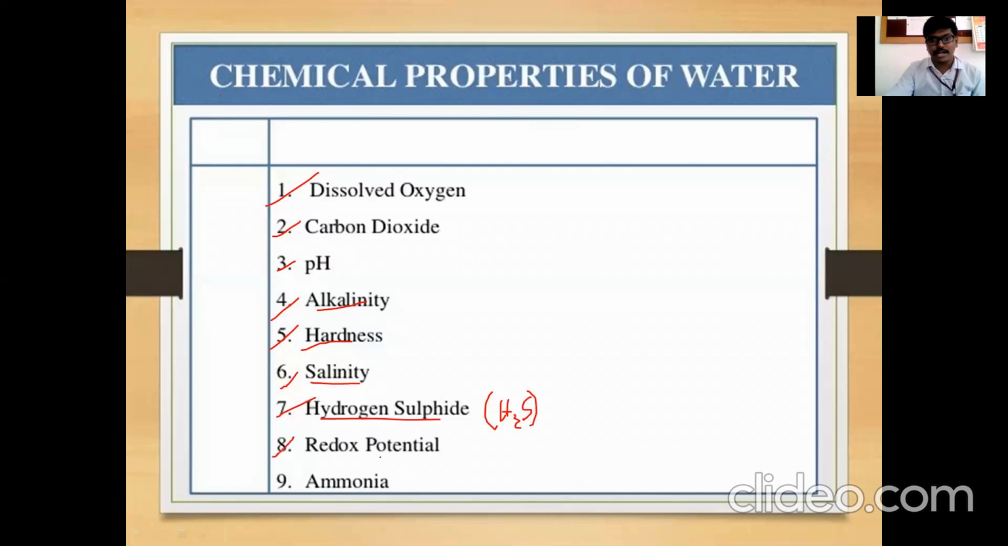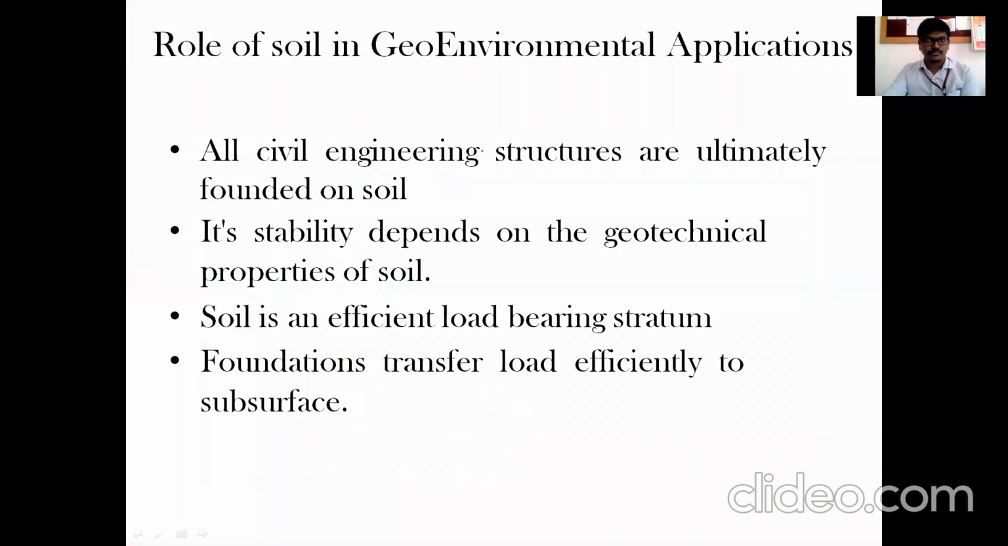And as I already said, redox potential is nothing but the presence of electrons, which is again helpful for any organic and inorganic reaction. And ammonia should not be available in the water, because it is non-toxic to humans, but it is toxic to aquatic animals. So that's why ammonia should not be present in the water, which is usually harmful or toxic to the aquatic animals, I can say. Right?